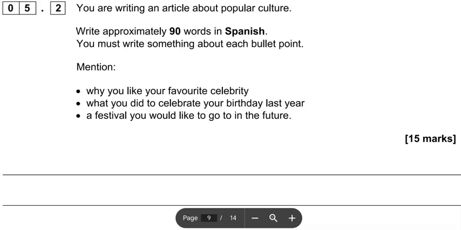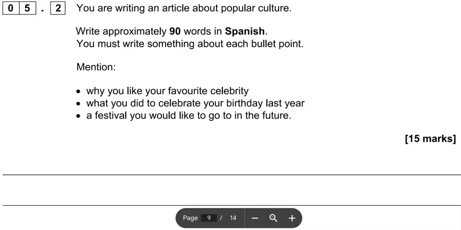You might say in terms of sports people, it depends who your celebrity is, and that will inform what you're saying. And then what you did to celebrate your birthday last year. So you don't need to write an equal amount on these points, but you do need to go in quite a bit of detail. And I would suggest you write at least 2 examples of the past tense, because if you then make a mistake on one of them, you've got at least another opportunity to get that correct.